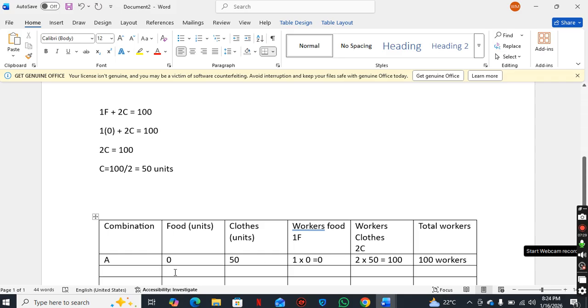Okay, we go to combination B. As I said, you can pick. If you want, you can say, okay, next I'll try 5 units, next I'll try 10. I'll just jump straight to 20 units. If we produce 20 units of food, how many units of clothes can we produce?